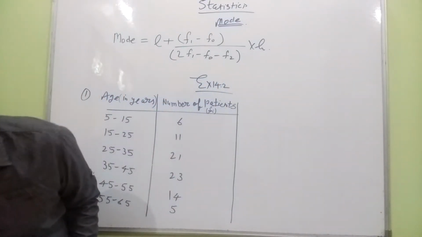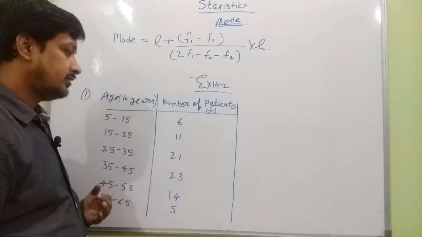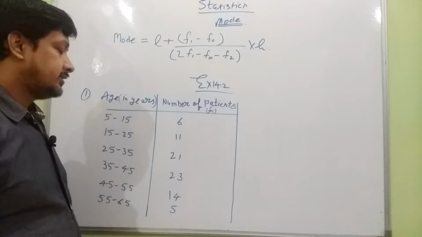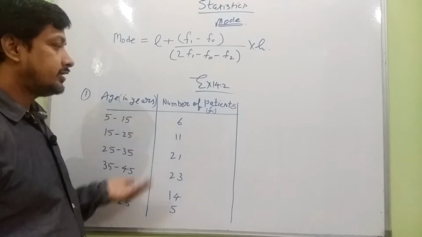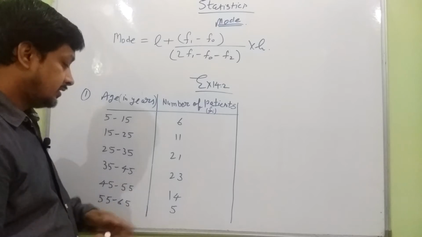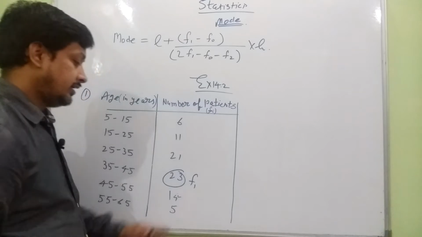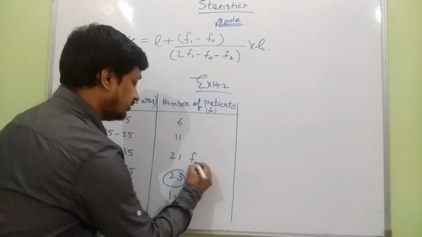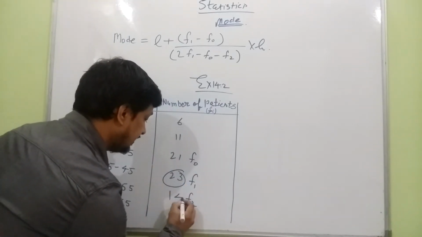Okay, so mode is the easiest thing to find among all these three central tendencies, mean, median and mode, because there is no extra thing which we have to make. So first of all, you will see which frequency is highest. You can see 23 is the highest frequency, so it is F1. And what is the number coming before F1? It is F0. And what is the number coming after F1? It is F2. So 14 is F2.